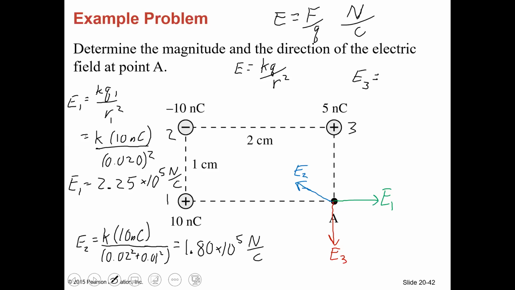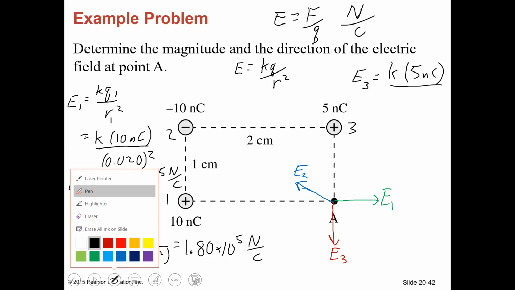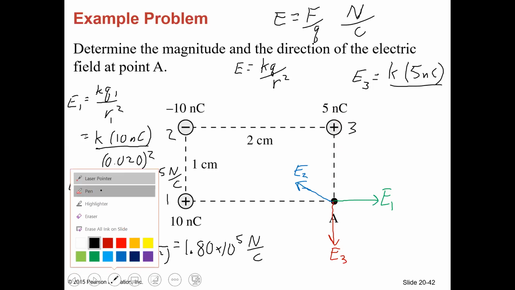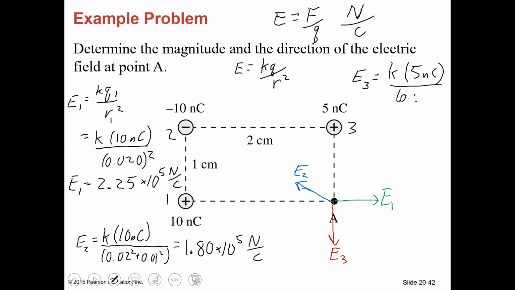E3, same equation. K, Q in this case is 5 nanocoulombs. And again, R squared. What distance are we looking at here? Well, the distance we're looking at is from this charge to our point of interest, right? This distance here, which would be the 1 centimeter. Okay, and we get our value. So 8.99 times 10 to the 9 times 5 e to the negative 9 divided by 0.01 squared.